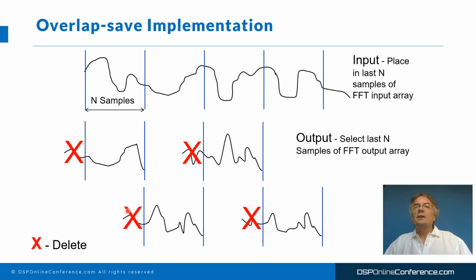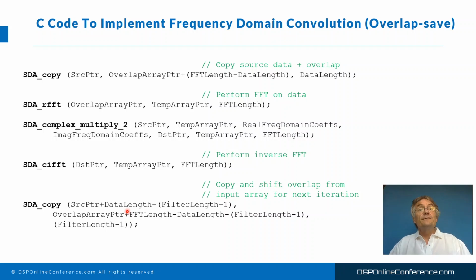So let's have a quick look at the code. Again, 5 very similar functions. We copy the source data with overlap. We perform the fast Fourier transform, complex multiply, and inverse fast Fourier transform, and then we copy the output data, just the block, without the pre-roll, so that we just take these chunks of data and we output those to our onward stream. So very simple, similar process to the overlap and add.